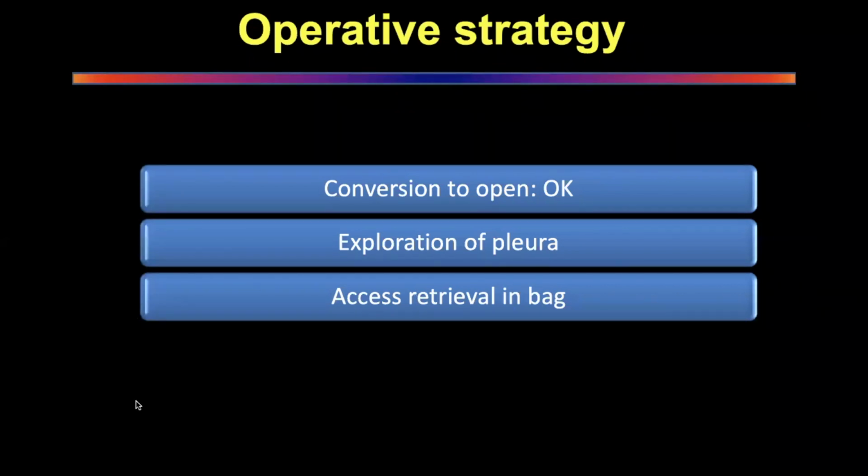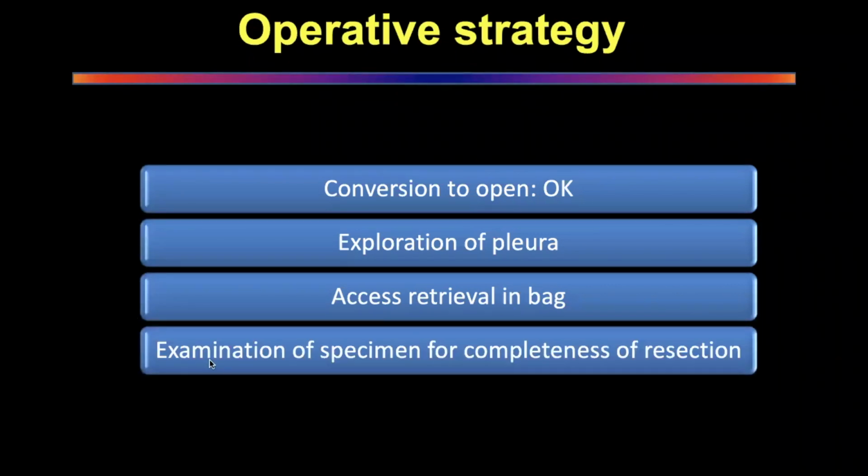All specimens must be put in a bag, and it is important to examine the specimen for completeness of resection. The ITMIG comes up with what is called a thymectomy board. It's a board on which there is a diagram of the thymus, and you put the specimen on the diagram and mark out what you have taken out, and you take a picture, and that picture is shared with the pathologist, so that the pathologist knows exactly what you have taken out.